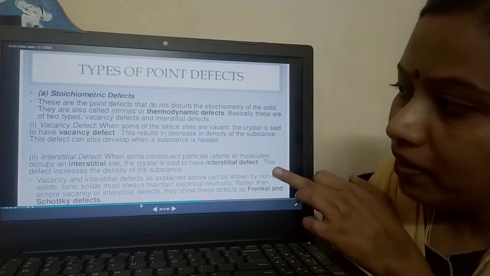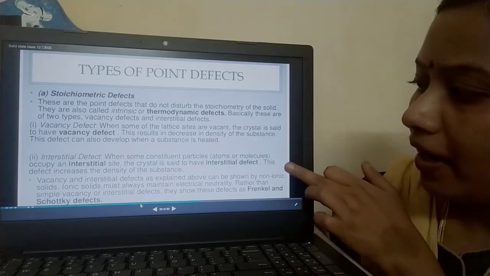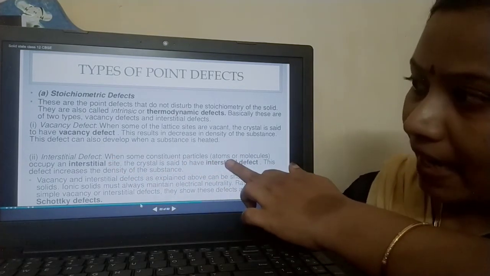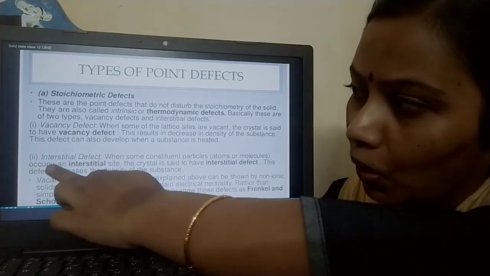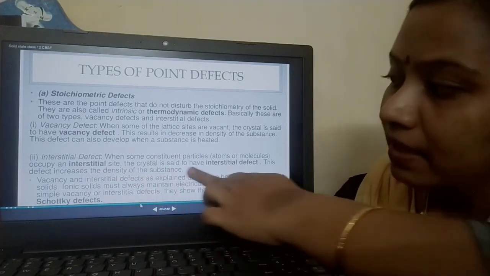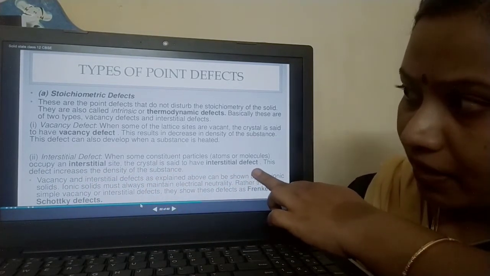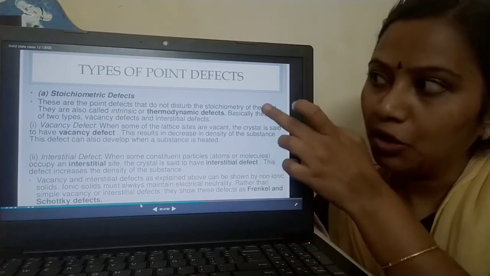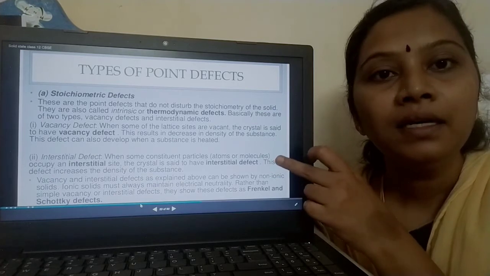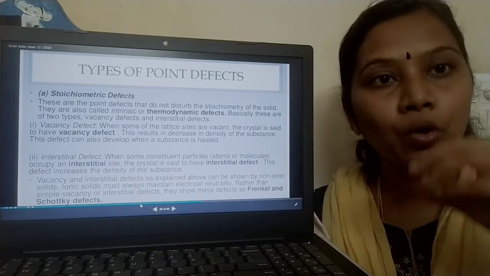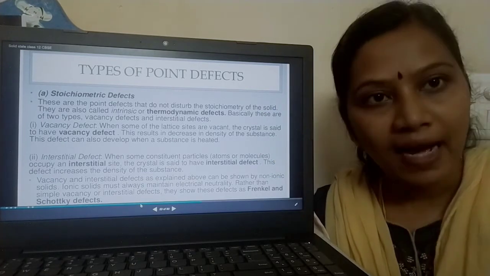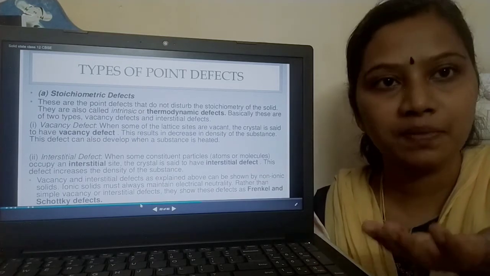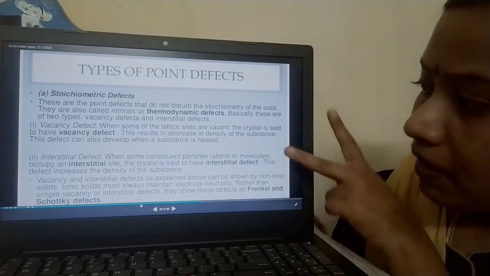Okay. Now what is interstitial defect? When some of the constituent particles, that is atoms or molecules, occupy an interstitial site, then the crystal is said to have an interstitial defect. This increases the density of a substance. Literally, this is the opposite of vacancy defect. Here, some of the atoms or molecules occupy the interstitial site. So when additional atoms or molecules occupy the interstitial site, the density of a substance increases.